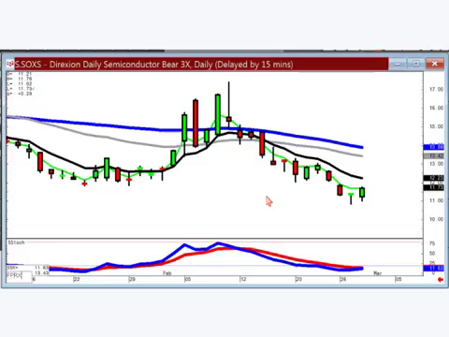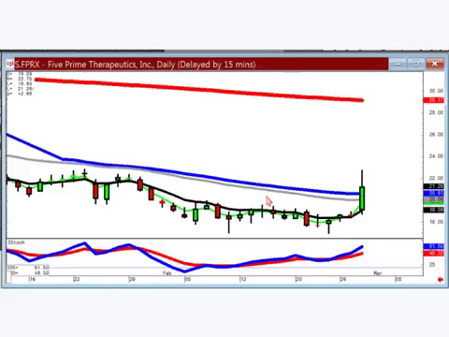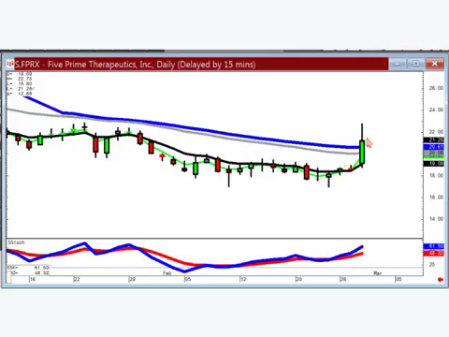FPRX? No, that's not a kicker. That's just your doji breakout. Still a good chart. It's a fry pan bottom, but not a kicker signal.